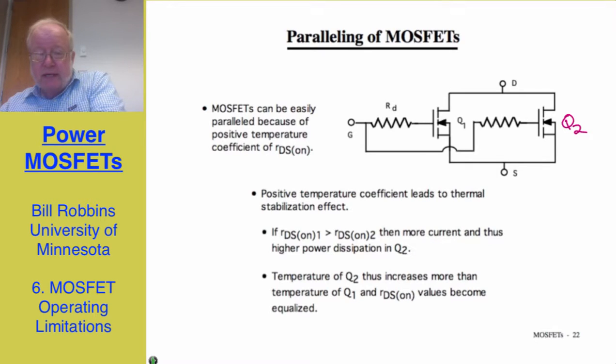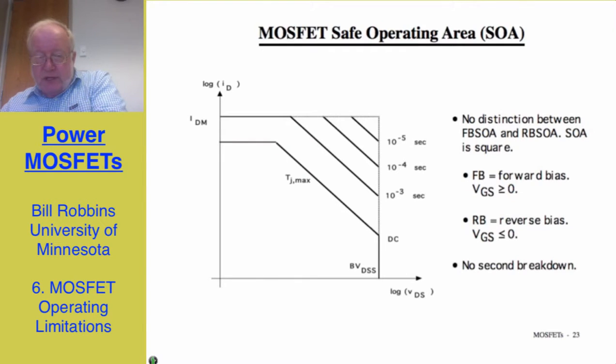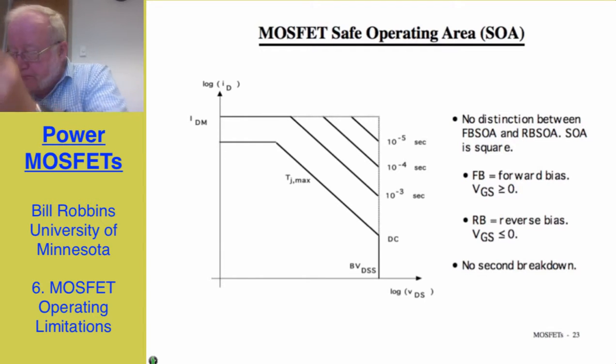Some bipolar devices have a negative temperature coefficient, which means as one of the devices in parallel gets hotter, it has a better conduction characteristic and takes even more current, and thus hogs most of the current, and that can lead to thermal runaway, a positive feedback situation. The next slide here that I've just brought up is the MOSFET safe operating area. This is sort of a summary of some of these limitations that I've been talking about for the last couple of minutes. It's a plot of the drain current as a function of the drain to source voltage.